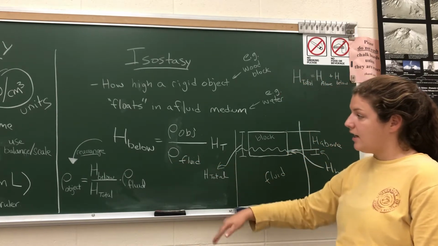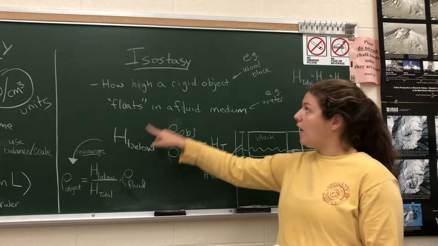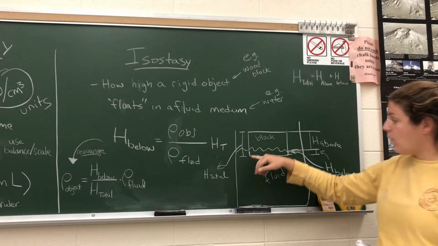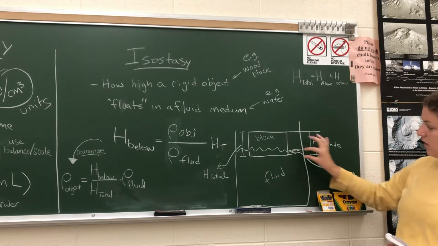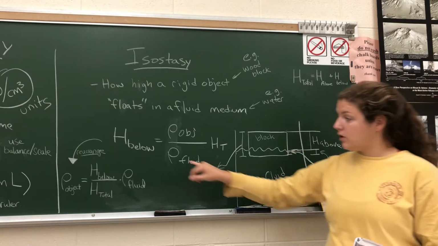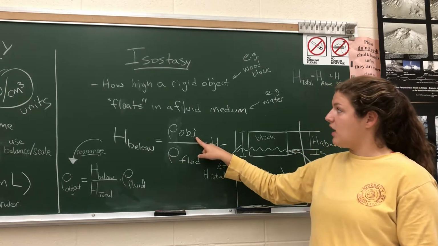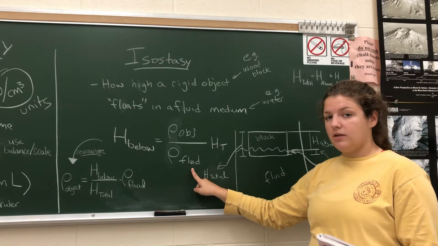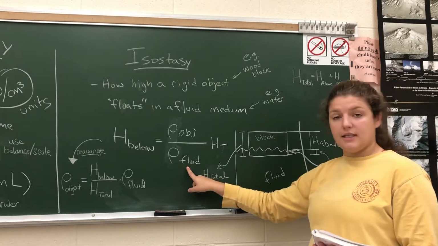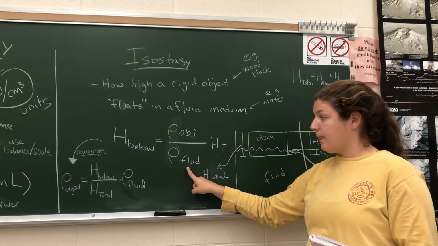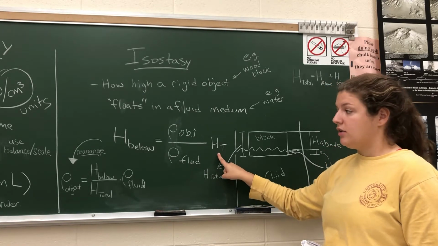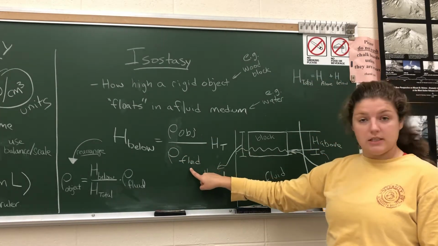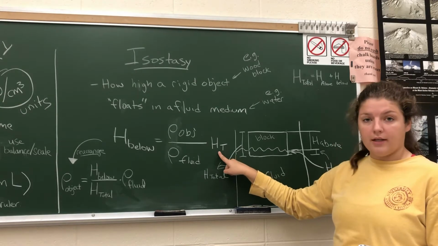What it says is that the height of the wooden block, which we're going to use as our crust today, the height of the wooden block below the water line, this part here, H below, is equal to the density of the object, which is the wooden block, divided by the density of the fluid, which here we are going to be using water, so that density is 1 gram per cubic centimeter, times the total height. So again, height below equals density of the object divided by density of the water times the total height.